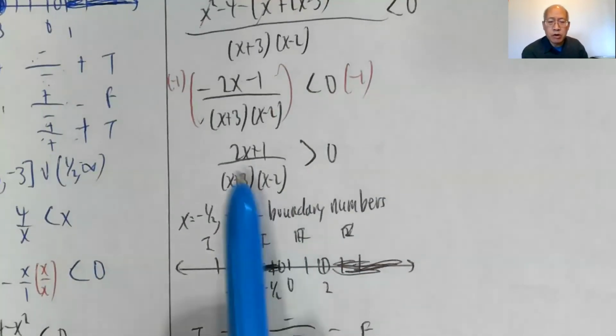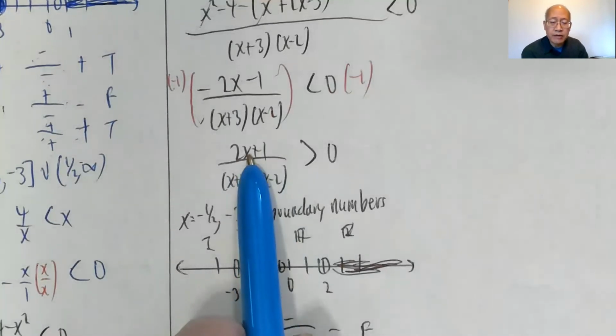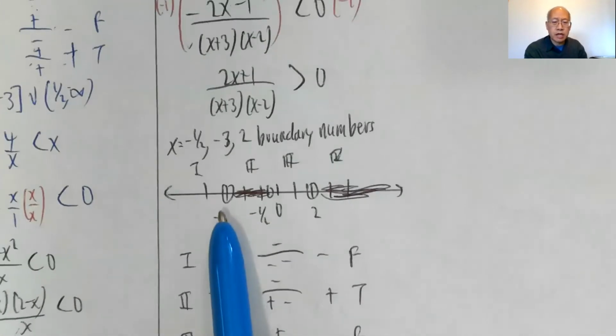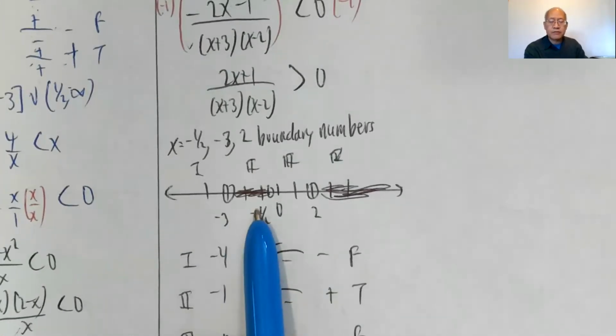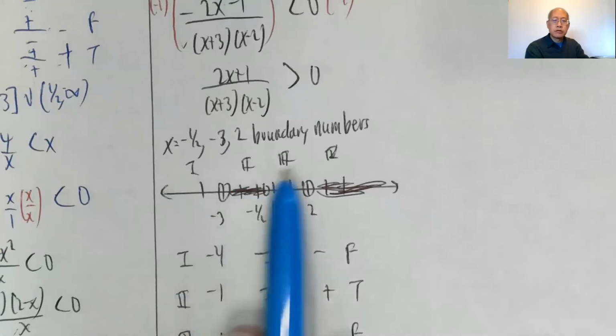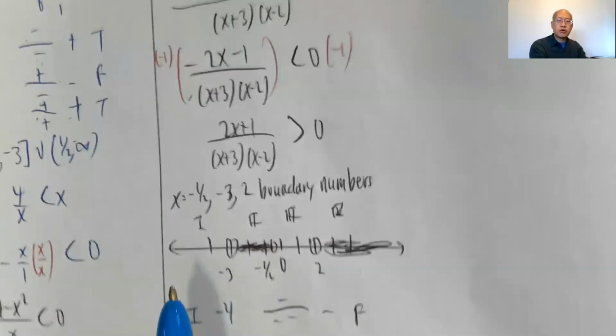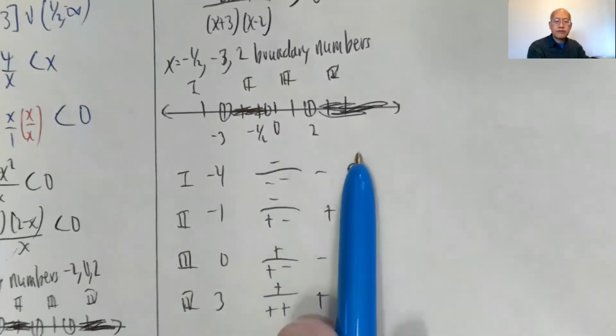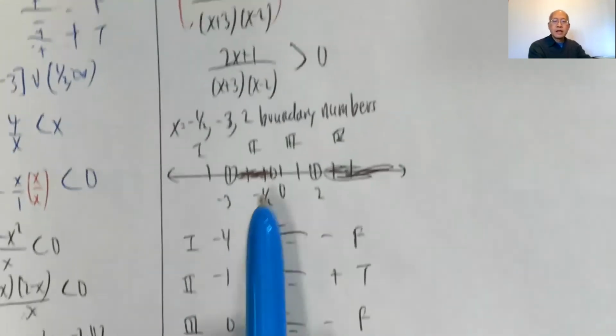So my boundary numbers, what makes the top 0? Set that equal to 0, negative a half. What makes the bottom 0? Negative 3 and 2. So those are my boundary numbers, negative 3, 2, and negative a half. So region 1, 2, 3, 4. Region 1, I pick negative 4. Region 2, negative 1. Region 3, 0. Region 4, 3.